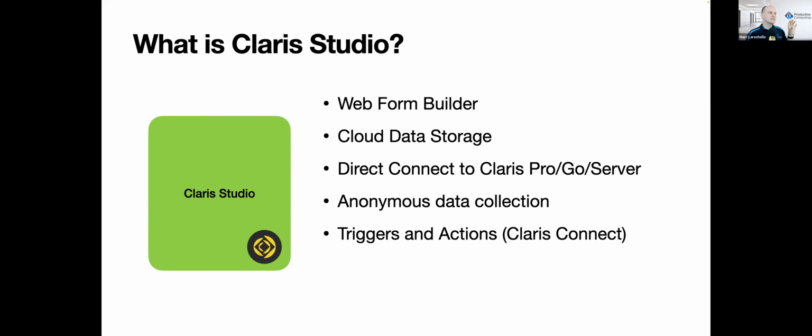In addition to Claris Studio, that it's cloud data and has direct connections to Pro and Go, they're also going to envelop and incorporate something that already exists today called Claris Connect. And Claris Connect is your two-way communicator in a way. With Claris Connect, based on a trigger, you can define a trigger to say, okay, when this happens, do this. So you have a trigger and an action. And a lot of that infrastructure is already built out.